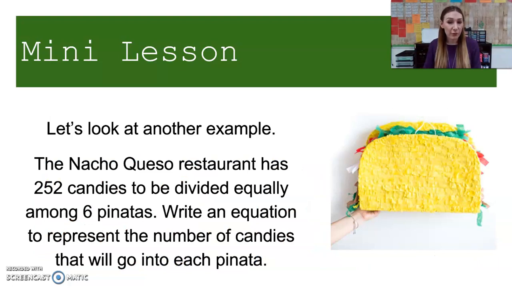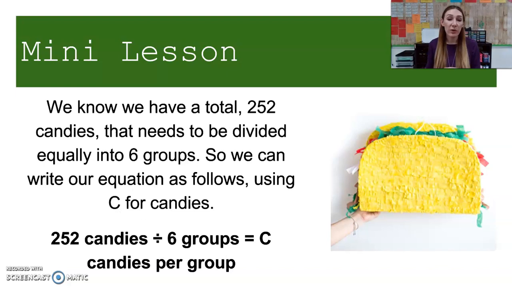The Nacho Queso restaurant has 252 candies to be divided equally among 6 piñatas. Write an equation to represent the number of candies that will go into each piñata. We know that we have a total, 252 candies, that needs to be divided equally into 6 groups. So we can write our equation as follows using C for candies. 252 candies divided into 6 groups equals C, or candies per group.